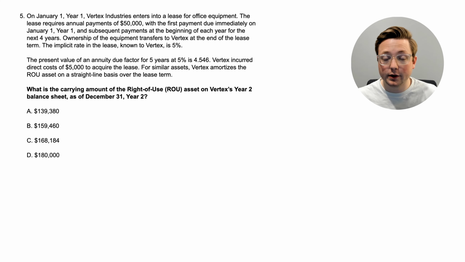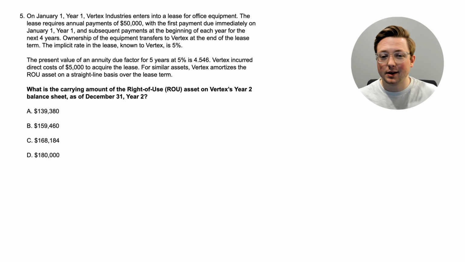So kind of like how we figured out how much the lease liability is after each year, we're going to figure out how much the right of use asset reduces each year. So let's go up to the top. On January 1st, year 1, Vertex Industries enters into a lease for office equipment. The lease requires annual payments of $50,000 with the first payment due immediately on January 1st, year one.